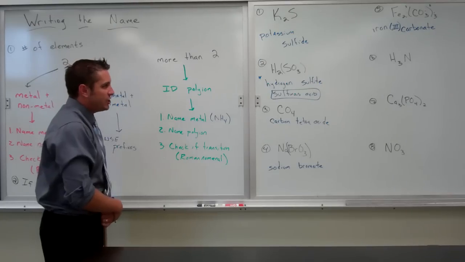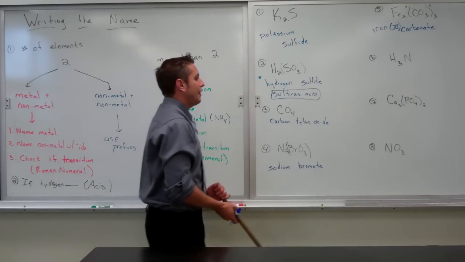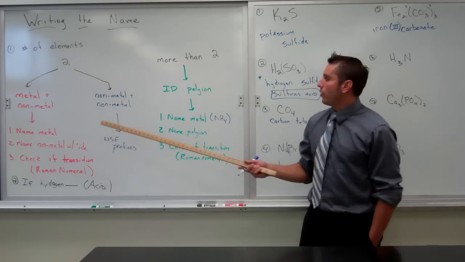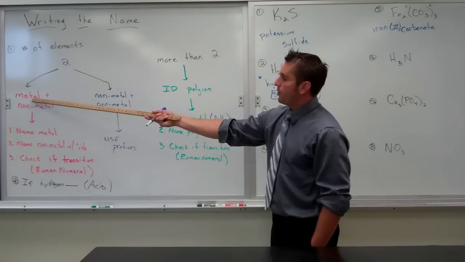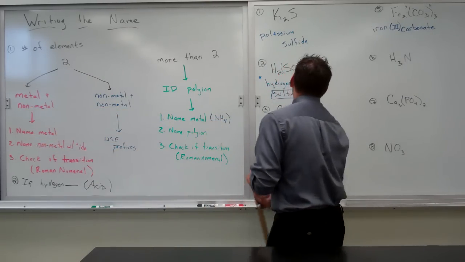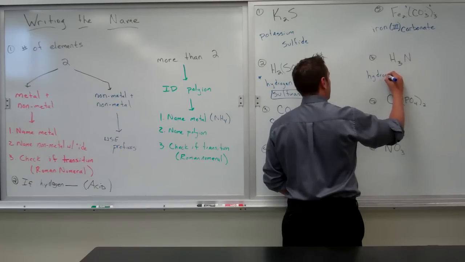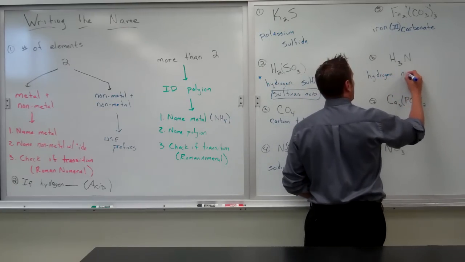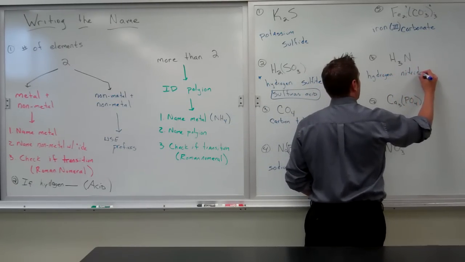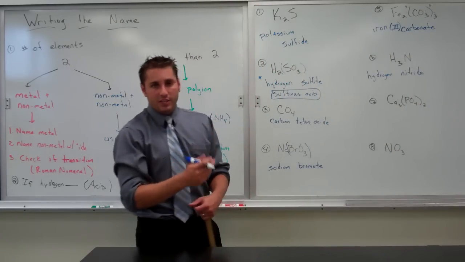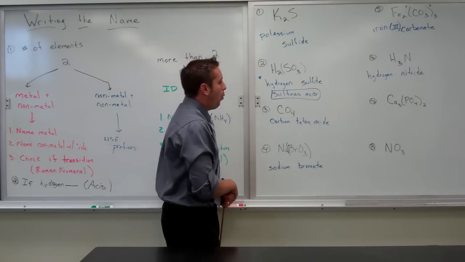Number 6, H3N, back to 2 elements. Is it a metal, non-metal, or non-metal, non-metal? It's one from the left, one from the right. So I name the metal hydrogen. I name my non-metal with an IDE, which is nitride. Obviously no Roman numerals, hydrogen's in group 1.